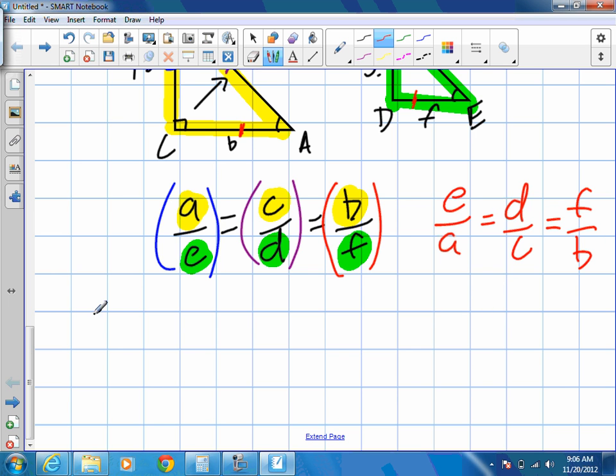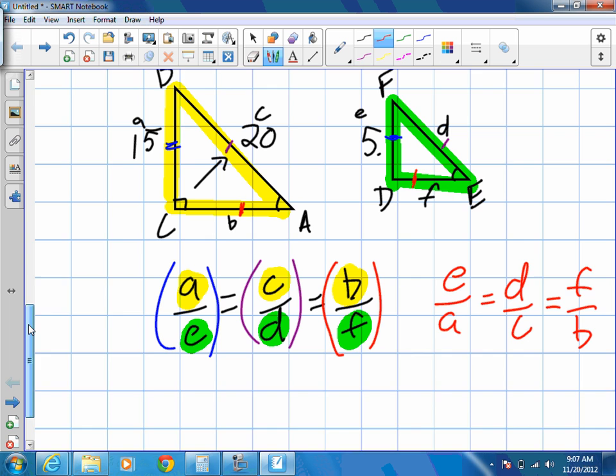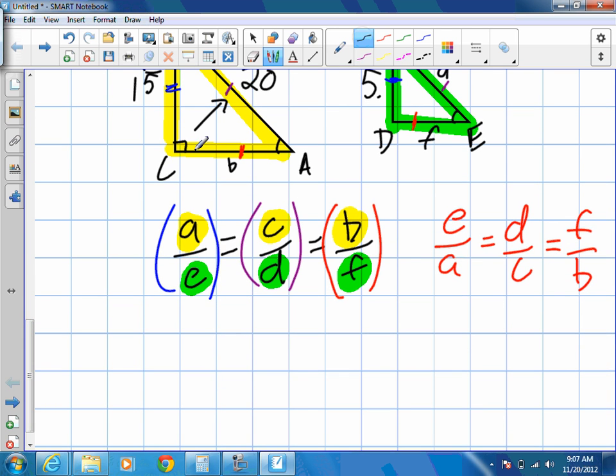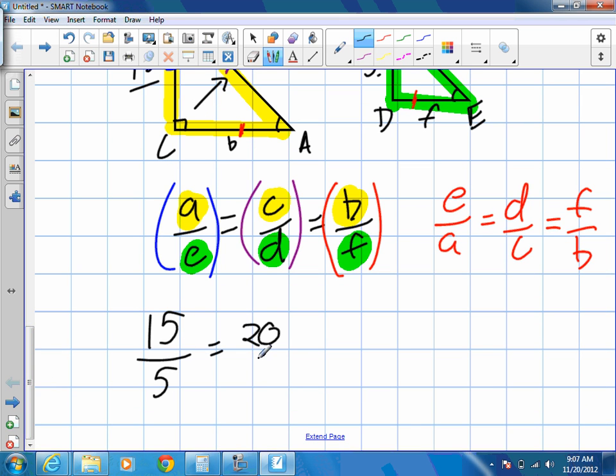So first of all, side A is what? 15. Good. 15 divided by, what is side E? 5. Good. So we have one ratio. That's going to help out. We do need to have one ratio in order to solve this. What is side C? 20. Side D? Unknown. And side B? Side F.